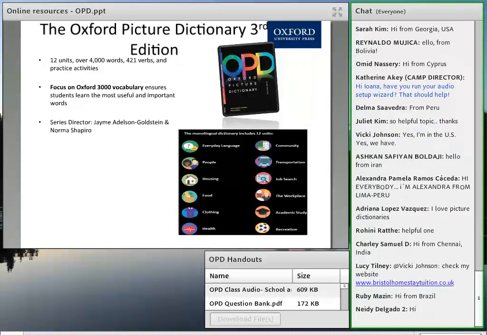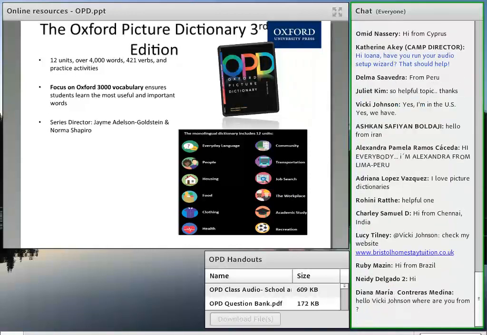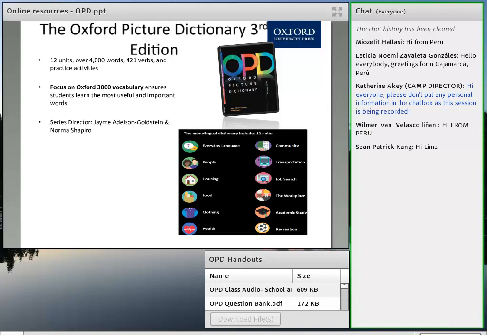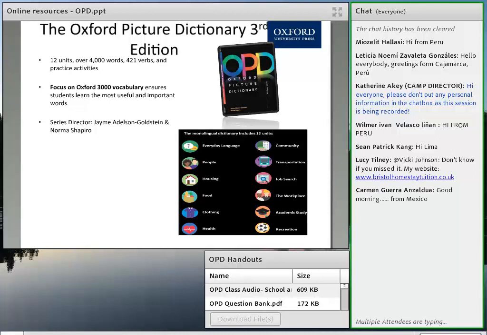The series directors are Jayme Adelson-Goldstein and Norma Shapiro. And I want to share with you part of a quote from Jayme about her plans in designing and the use for the OPD. She writes, "Its flexible sequencing, variety of topics, and visual presentation make it a versatile resource. While it's true that we have access to millions of images at the click of a mouse, the internet can be an unpredictable resource. An ESL picture dictionary, such as OPD, however, has been carefully developed to serve adult English language learners by depicting high frequency and essential words within more than 80 thematic contexts that are pertinent to learners' goals and interests."